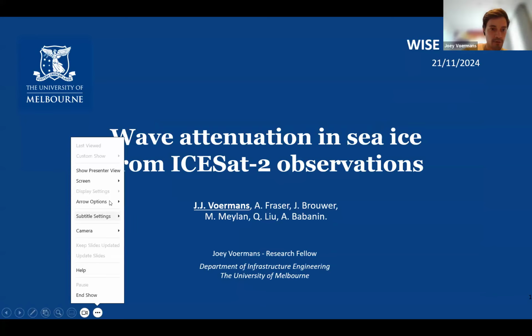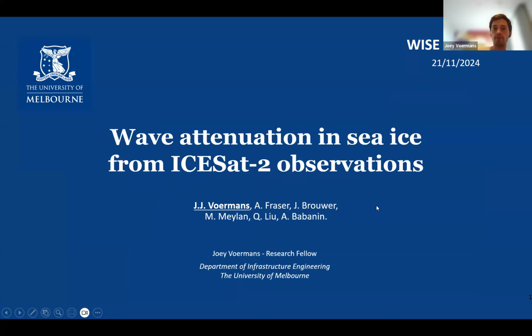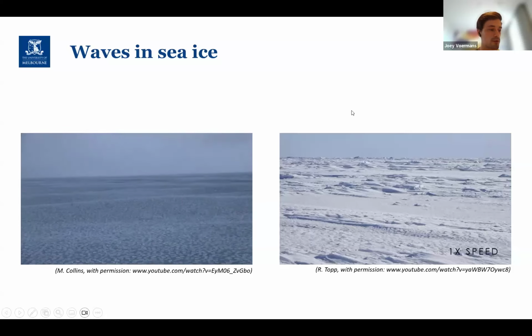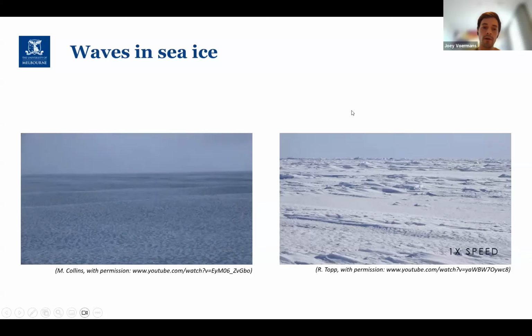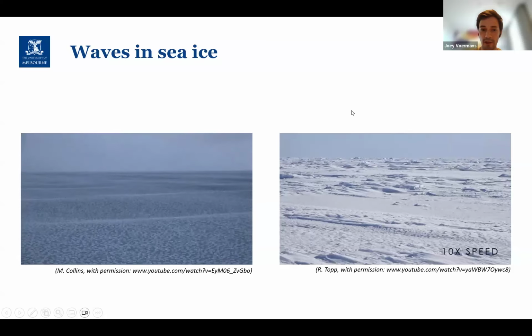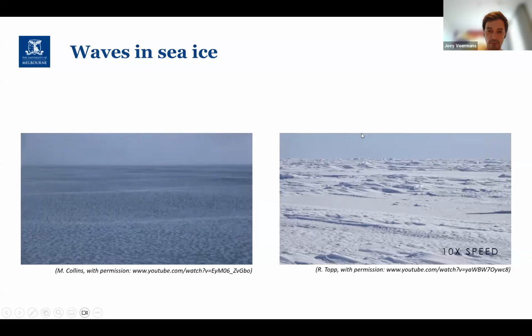All right, so I'll be talking on wave attenuation in sea ice derived from ICESat-2 measurements. I forgot to put sea ice in the title, so I hope I'm not disappointing any people with that. But that's what my talk will be about. I've never had the privilege to go on the ship and see the waves in sea ice, but luckily there are some videos online for you to share.